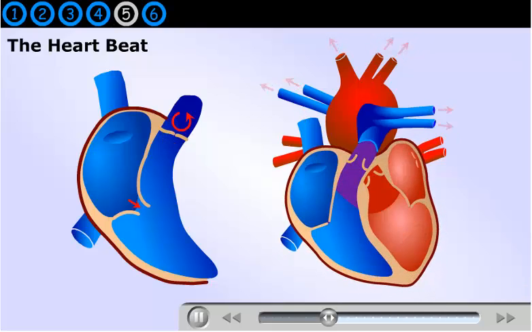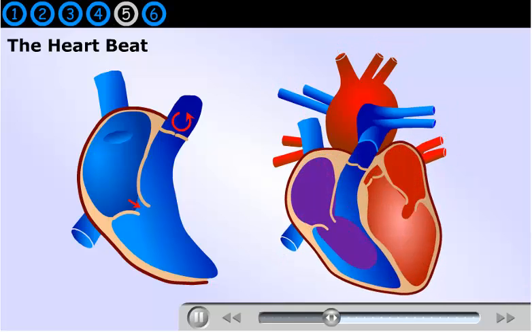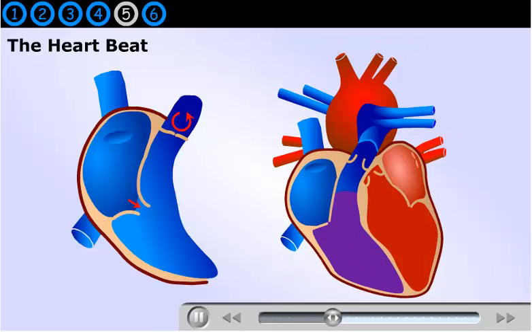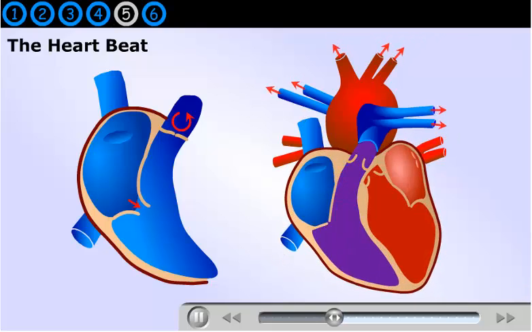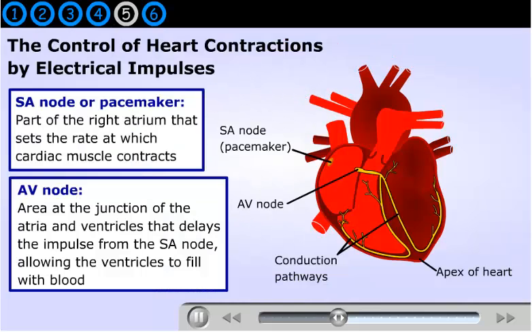You may think there is a complex series of nerve impulses from the brain to control the heartbeat, but this is not so. If all nerves to the heart are severed, the heart will still beat, although the nervous system can speed up or slow down the rate at which the heart beats. Recall that heart muscle, or cardiac muscle, consists of a network of interconnected fibers. Part of the right atrium, the pacemaker or SA node, generates electrical impulses that travel across the heart and set the rate at which the cardiac muscle contracts.